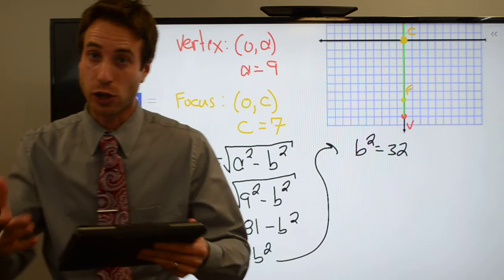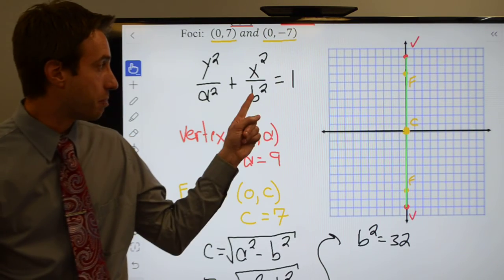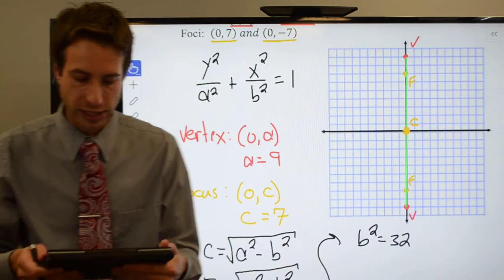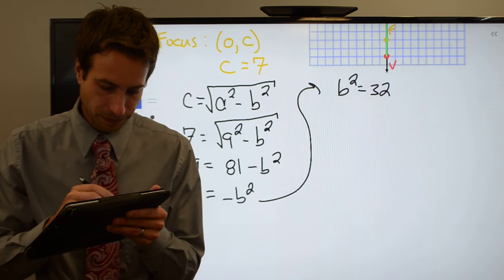And actually, I can go ahead and stop right there. Please notice that in my formula, I want B squared. And that's exactly what I just found. B squared is 32. So let's go ahead and write our equation for this guy.